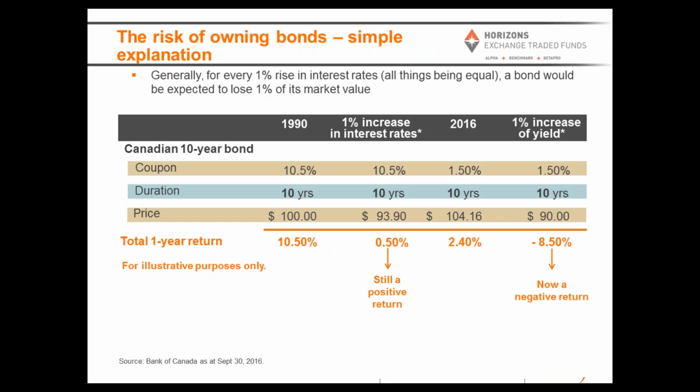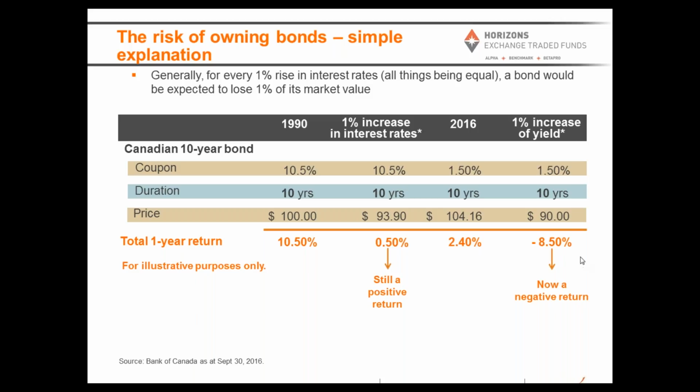This is simply a different slide, a different way of showing what I showed on the previous table. I don't have a ton of time, so I don't want to spend too much time on this slide, but you're welcome to have a look at this. The reality is that in 1990, when your coupon was 10.5% and your duration was 10 years, if interest rates went up 1%, it didn't matter. You're still up 50 basis points, or 0.5%. In 2016, the coupon is now 1.5%, and your duration is still 10 years. What this means is that you're losing 8.5%.